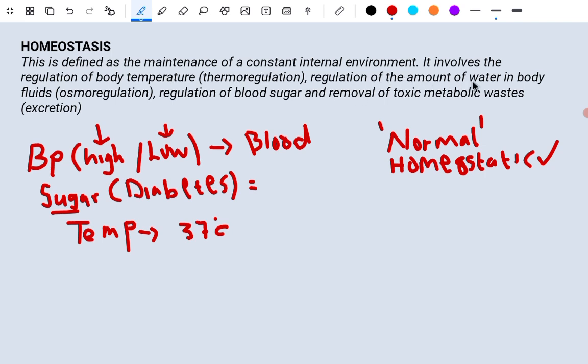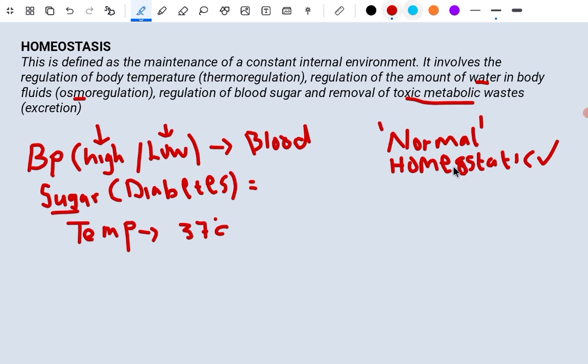Also, it needs to regulate the amount of water in the body. The amount of water in the body has to be maintained, and this is called osmoregulation. The amount of blood sugar, I've already explained, also needs to be maintained, and the body also needs to remove certain wastes via excretion. So this is, in simple terms, how we can define or understand homeostasis. The maintaining of a constant internal body. What are we trying to maintain? The body temperature. We're trying to maintain the amount of water, the amount of salts, the amount of sugar in the blood, and also the amount of toxic waste that are in the body. So that is what homeostasis deals with.